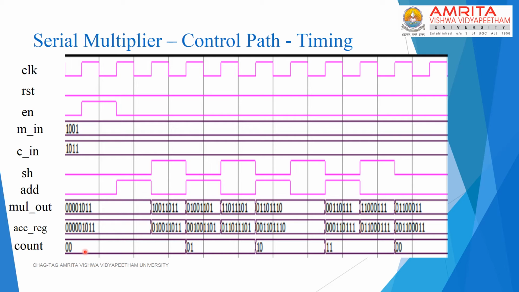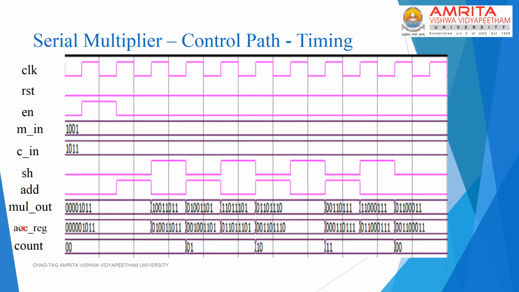That is, the add signal is required to indicate to the accumulator that the output of the adder is to be updated into the accumulator. And as far as the shift signal is concerned, it indicates that the contents of the accumulator have to be shifted one bit position to the right. In addition to these two control signals, we require an enable signal for triggering the multiplication operation or for setting the multiplication process in motion.